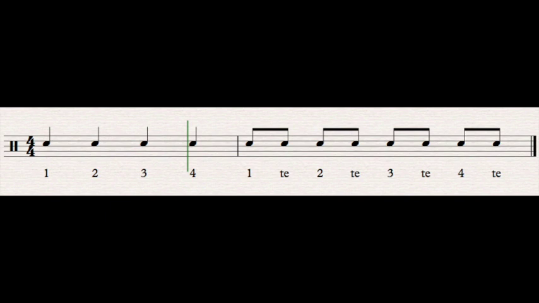Now I'm going to count that again. I want you to notice that I'm still saying 1, 2, 3, and 4, even when I'm counting the eighth notes, I'm still saying those as the metronome beeps. Okay? The first of each of those eighth note pairs is on the beat, so it still gets a number.